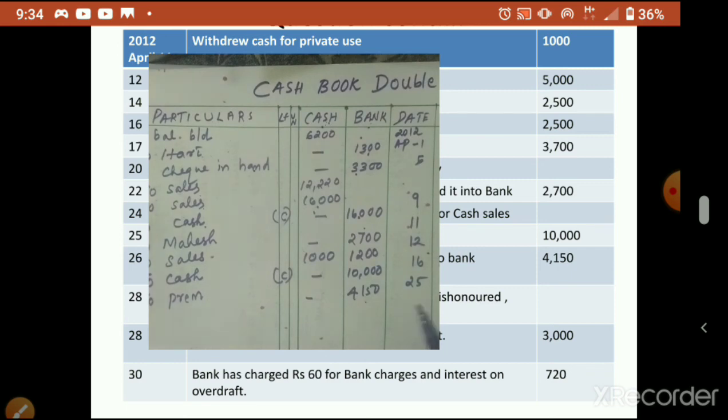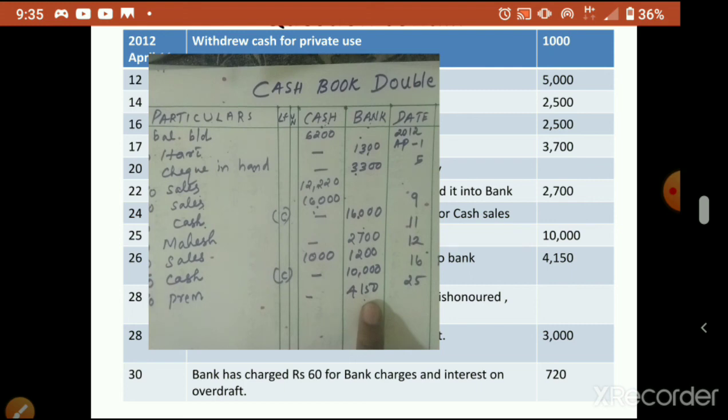On 28th, the bank notifies that Prem's check has been dishonored and the bank charged 20 on this check. Okay, so this happened on the 28th. The bank told us that the check of Prem which you submitted into the bank has been dishonored, which means we will not get the money from the bank now. And the bank charged rupees 20 from us. So the check amount total becomes 4170, that is 4150 plus 20 bank charges. So 4170.